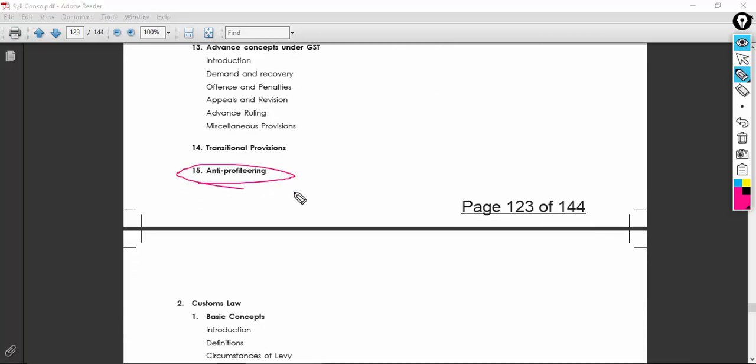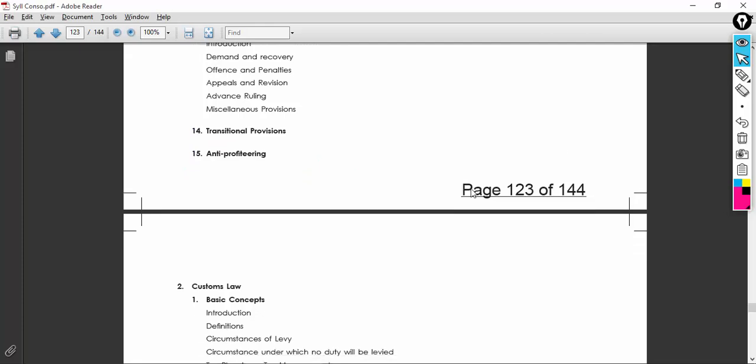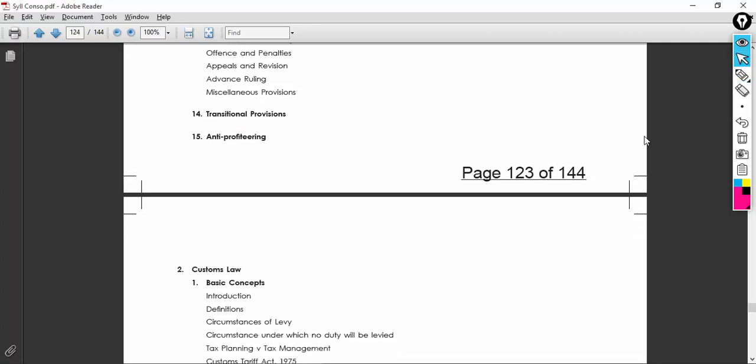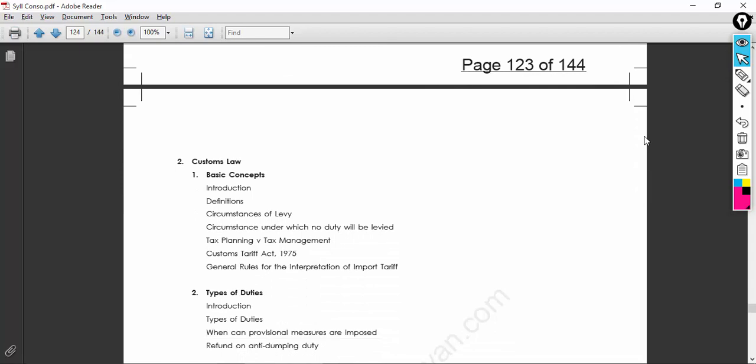So anti-profiteering: many companies try to misuse the GST benefits without passing the benefits on to the end user. The government has made strong rules with regard to anti-profiteering, which is very important for you guys to know. If possible, you can try to mention some of the companies which tried to misuse the benefits of the GST and quote those examples in your examination.